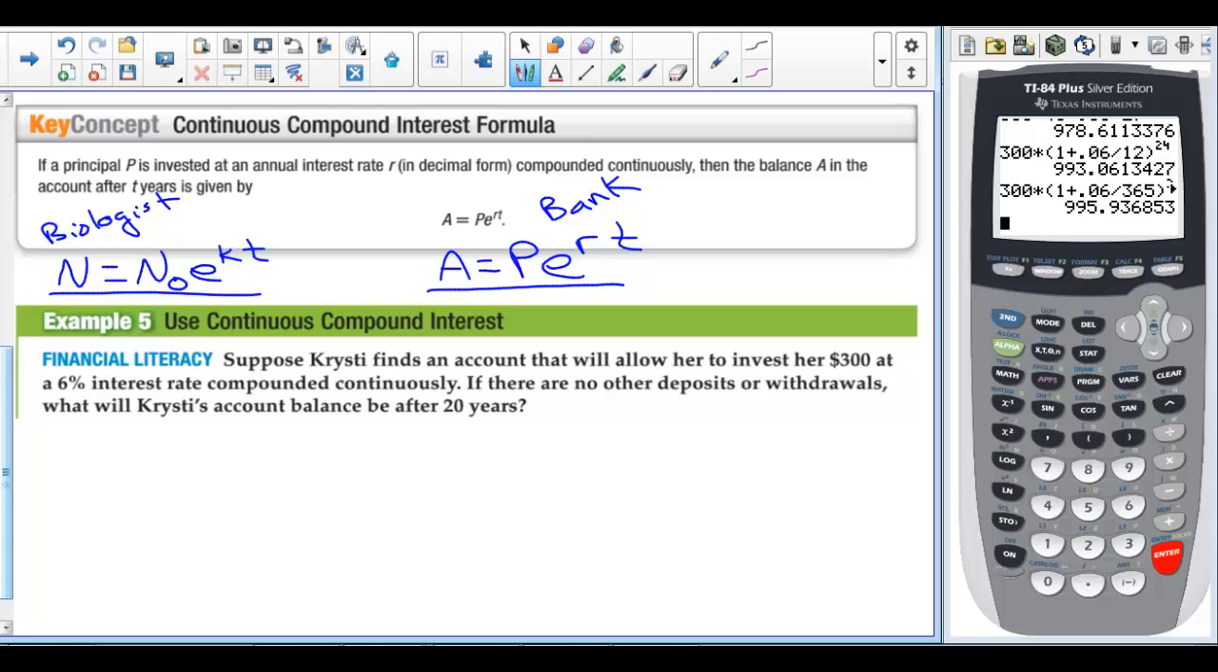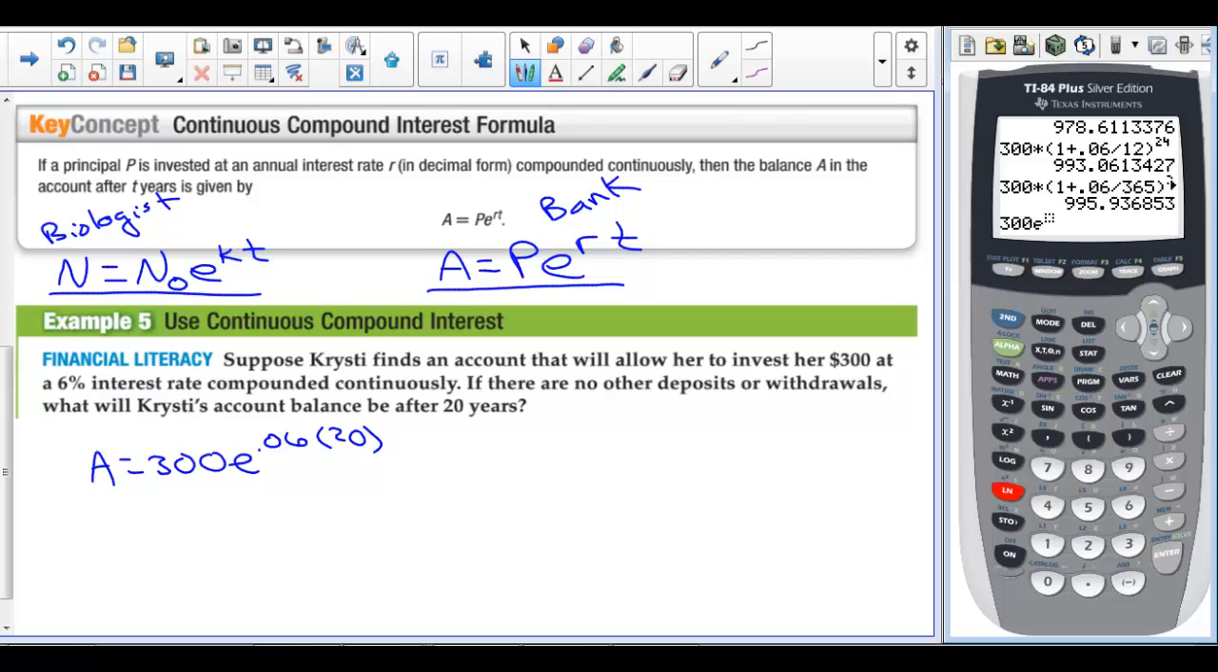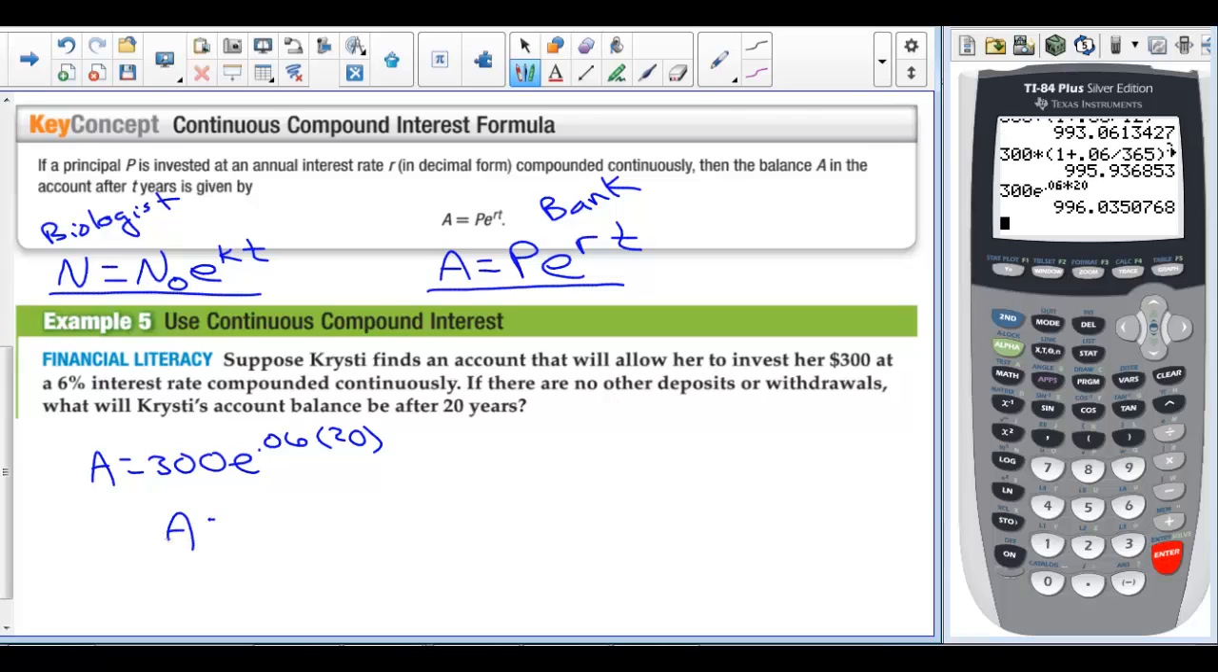All right, so suppose this same lady is going to invest $300 at 6%. That's your constant of growth, and then times the time is 20 years. Well, we did the 365. That's sitting right here. Continuously should be more, but you're going to find out it's not a lot more. I need an E now. E to the x and natural log of x are inverse functions. That's why they're on the same key. So that's going to be to the 0.06 times 20. And so you get about $1 more. $996.04.